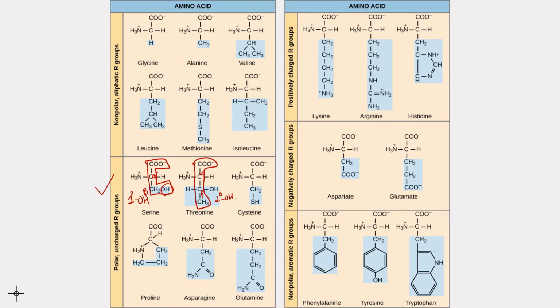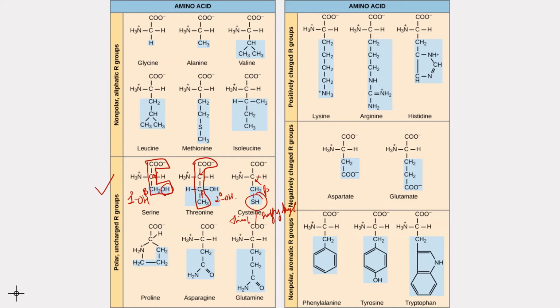Then we look at cysteine. Cysteine has a thiol group, which is also referred to as the sulfhydryl group. So this is the thiol group, that is SH. You have alpha carbon, beta carbon, and then the SH group is attached to the beta carbon. Then next you have proline.